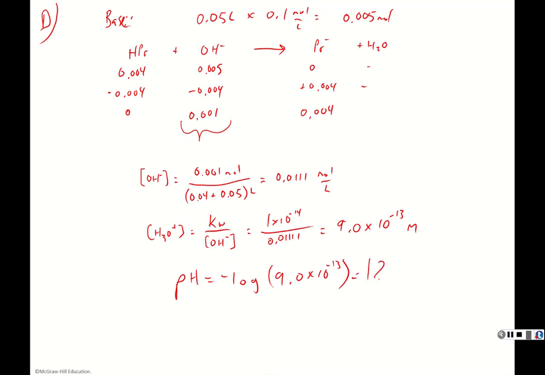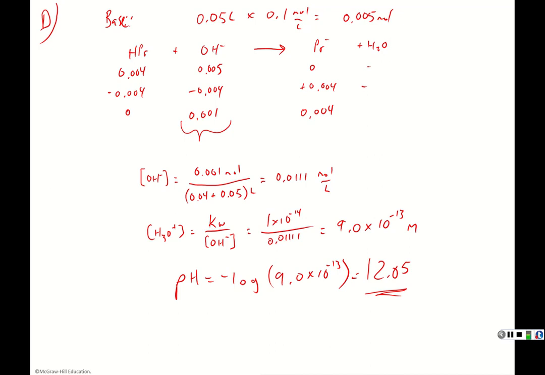Which will be 12.05. Okay. So that makes sense. It's going to be a pretty high pH because we've added enough base to remove all of our weak acid, and we have some excess. So the pH is going to be quite high. Okay, so that's a good summary on how to solve a question like this at any point.